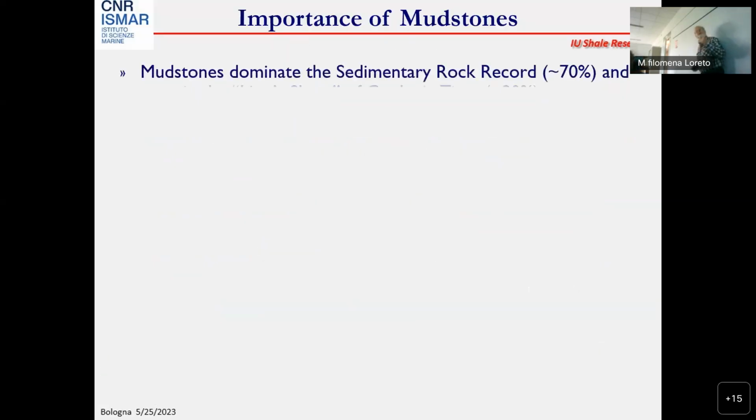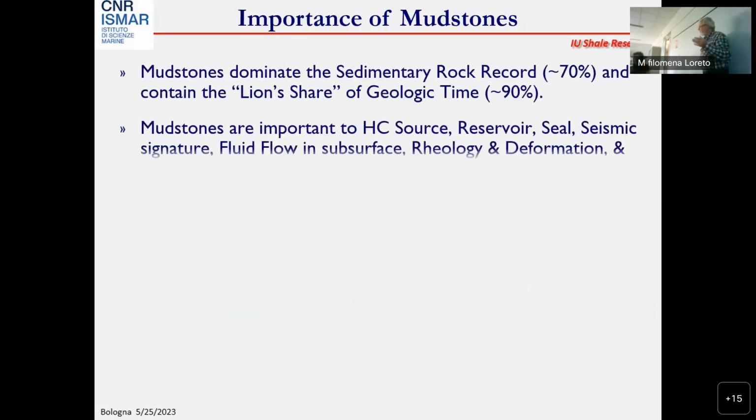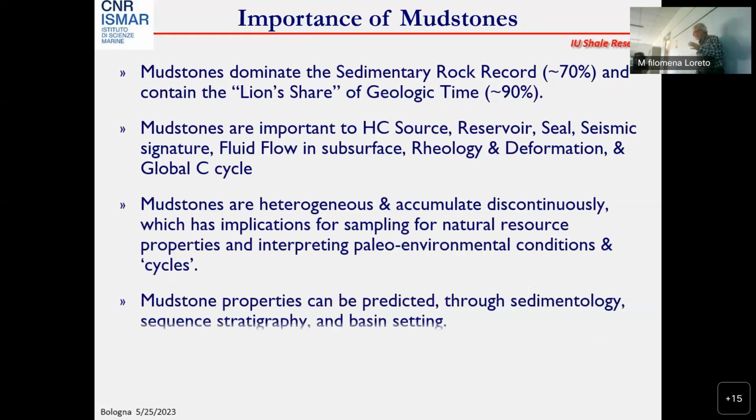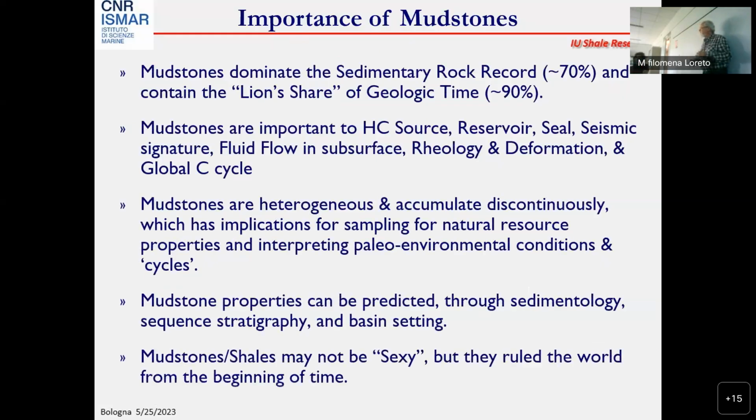So mudstones are important because they are most of the rock record, even on Mars, and about 90% of the geologic time is basically in muds. That's just the way it is. And as you all know, most people study the carbonates and sandstones, and that means they get maybe 20 or 30% of what's there, and the rest of it is simply neglected. That's the way it is.